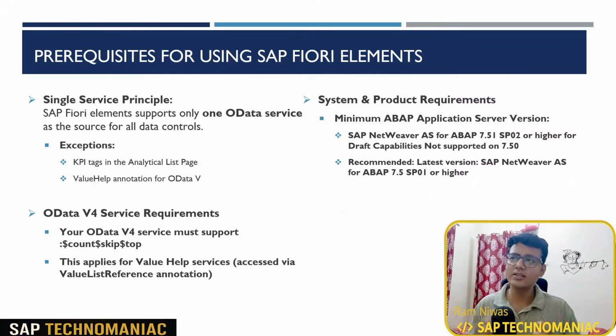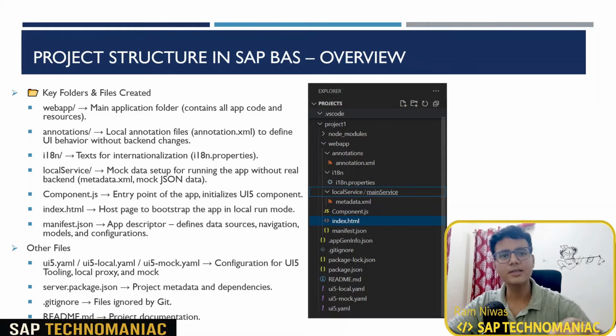So these are all the things we have to make sure of whenever you are consuming any OData service or creating a Fiori element application. We have already seen the prerequisites which we discussed in the previous slide. And apart from this, we have another prerequisite: BAS should be installed, which we discussed in my last video.